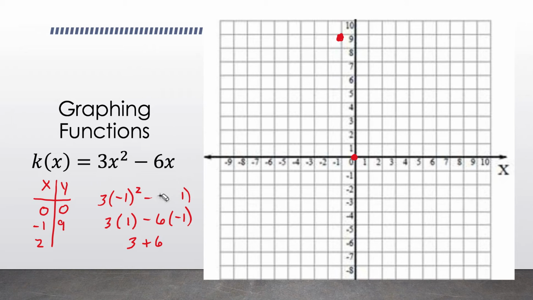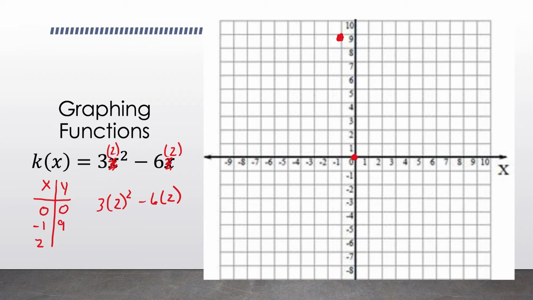And then finally, we'll plug in the 2 for the x values in our function. So we're going to put a 2 right here, and also a 2 right here. So I have 3 times 2 squared minus 6 times 2. Again, exponents first, so 2 squared is going to be 4. And so 3 times 4 is going to be 12. 6 times 2 is also going to be 12. And so we'll end up with a 0 for that third point.